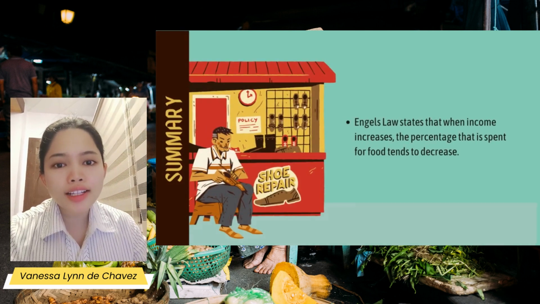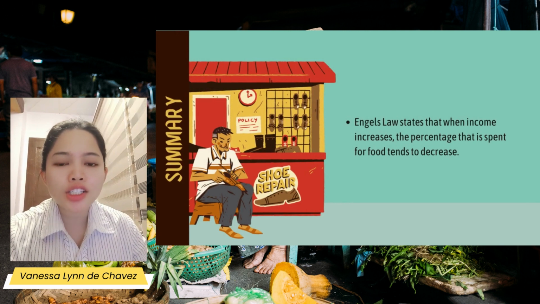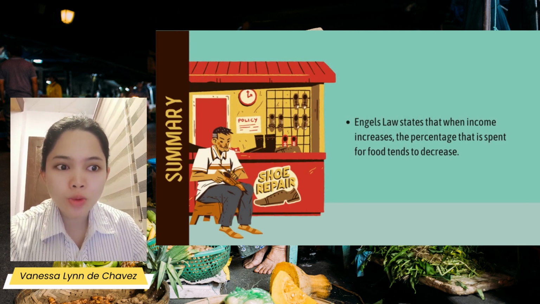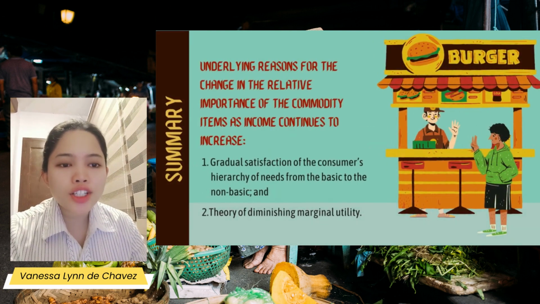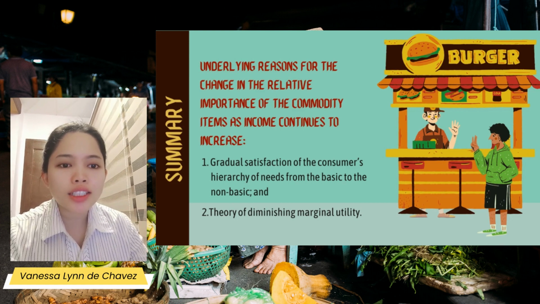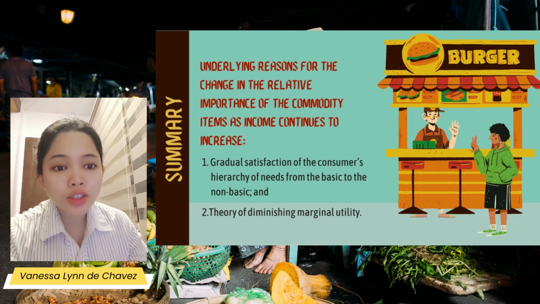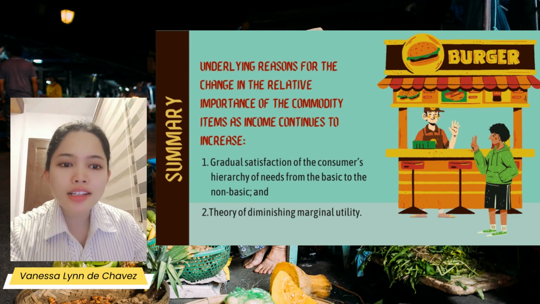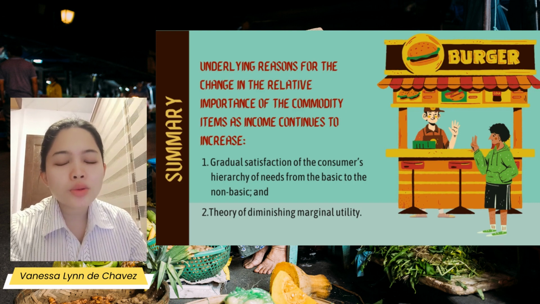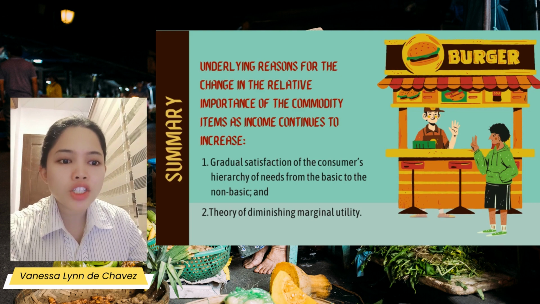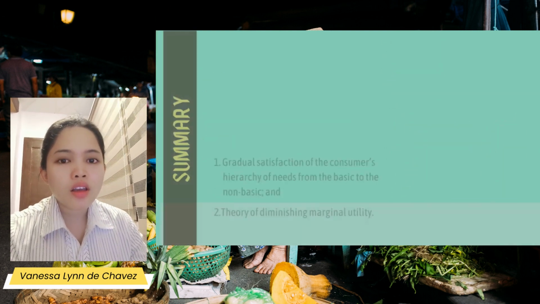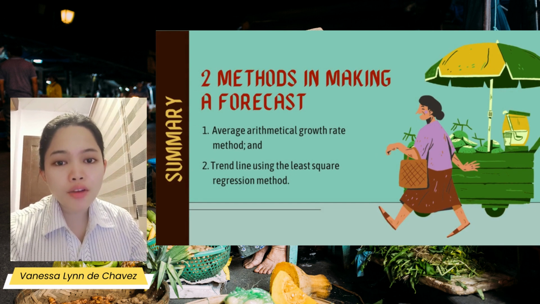We also have Engel's law. It is the law that states that when income increases, the percentage that is spent for food tends to decrease. Here are the underlying reasons for the change in relative importance of the commodity items as income continues to increase. First is the gradual satisfaction of the consumer's hierarchy of needs from basic to non-basic. And second is the law or theory of diminishing marginal utility. We have two methods in making a forecast.